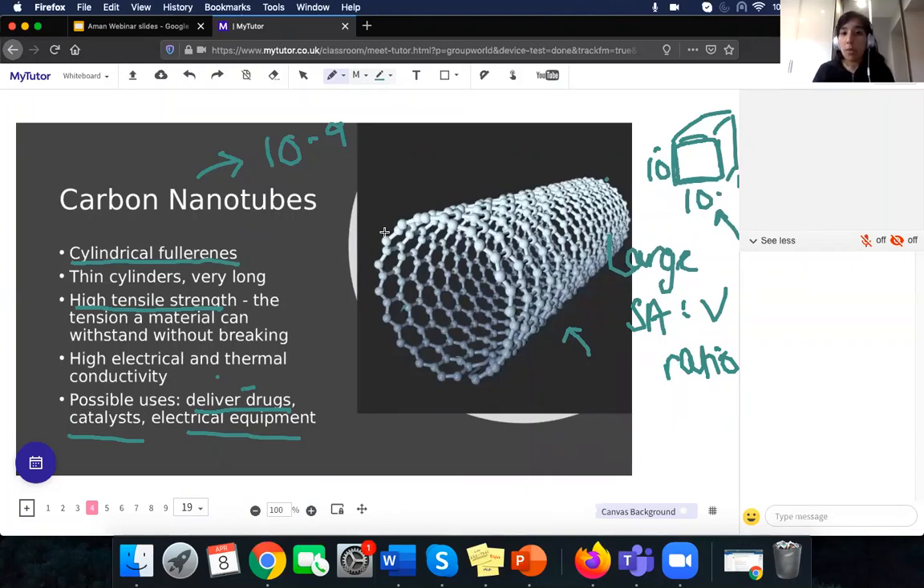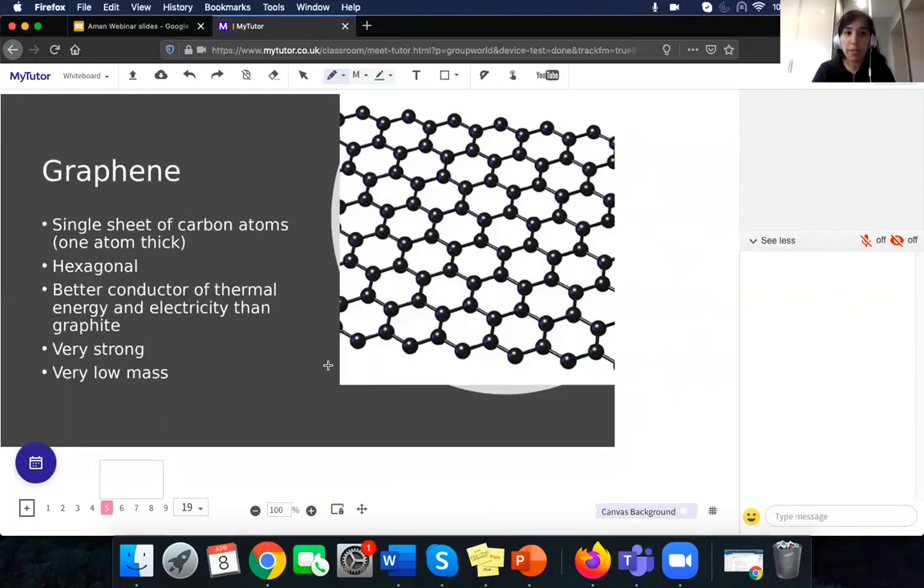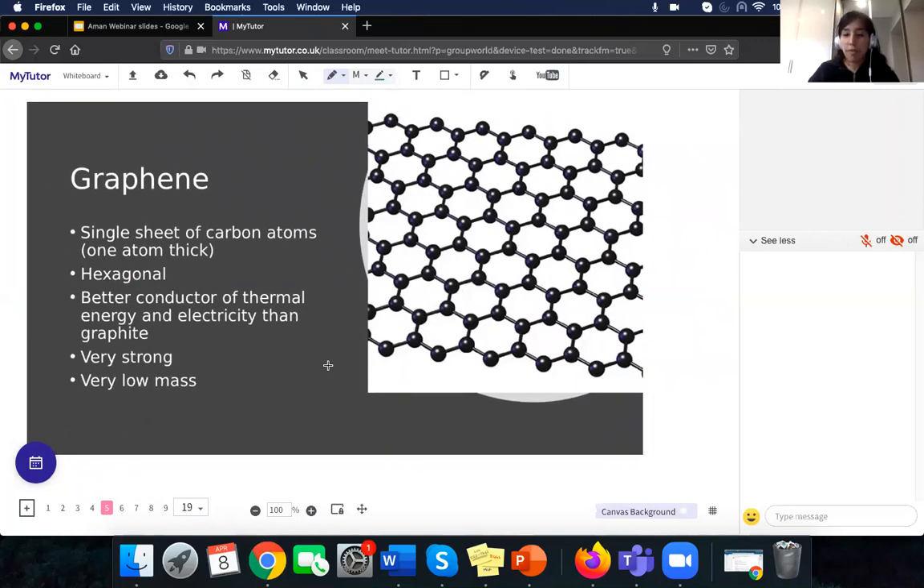Okay, so we've covered carbon nanotubes and we've covered fullerenes. The next thing then to look at is graphene. So we covered graphite yesterday, and I think now it's important to cover graphene because there are a lot of exam questions on graphene. And a lot of exam questions ask us what the definition of graphene is. And what I like to stick with is that it's a single sheet of carbon atoms.